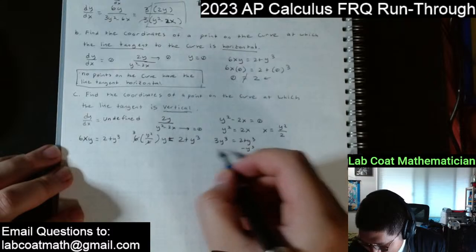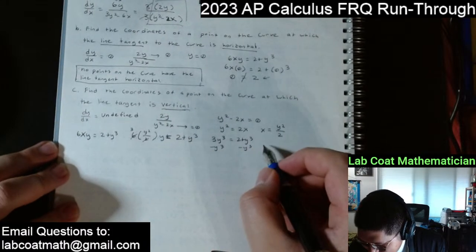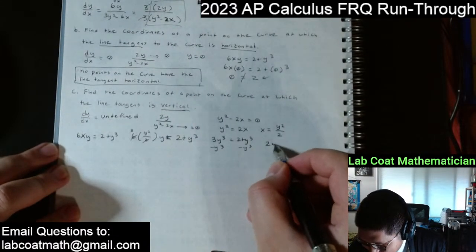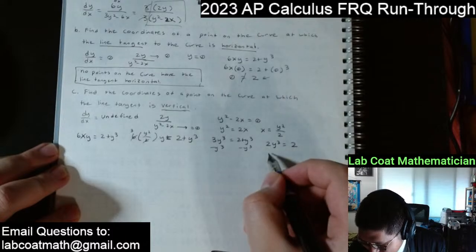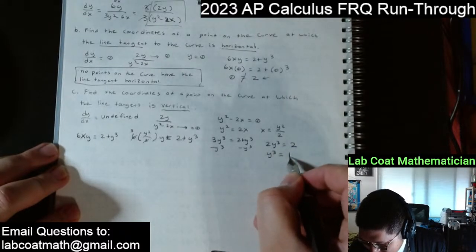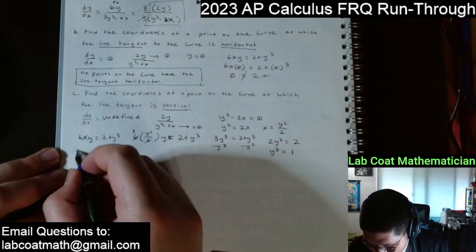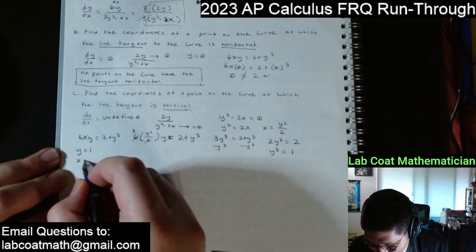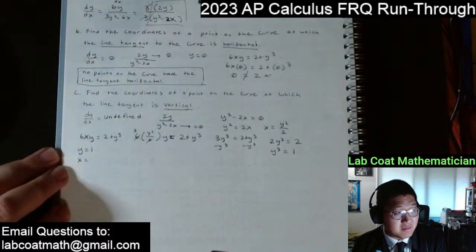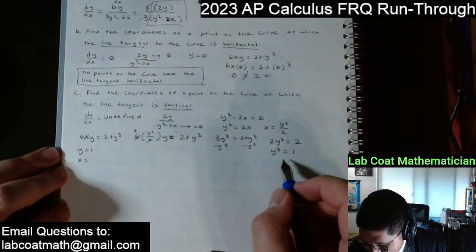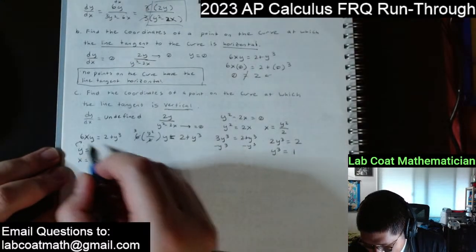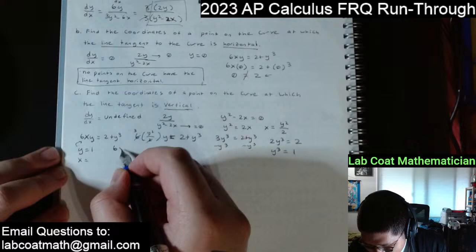By subtracting y to the third power, we get 2y to the third power being equal to positive 2, making y to the third power equal to positive 1. And then we end up with y being equal to 1. So now we need to know what the x values will be. Very simply, we take that y is equal to 1 and plug that right back into the equation to solve for x.